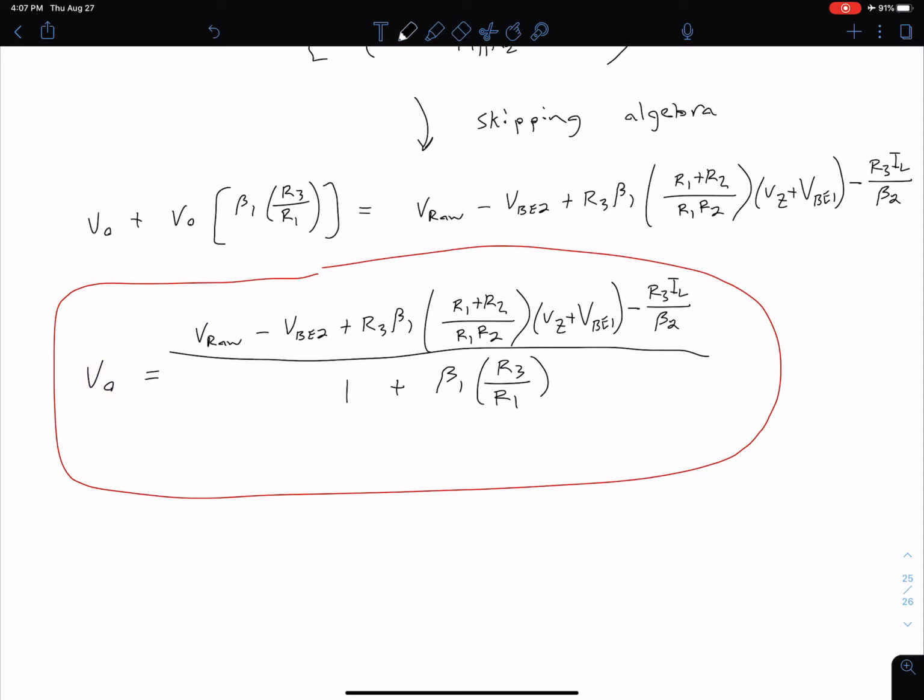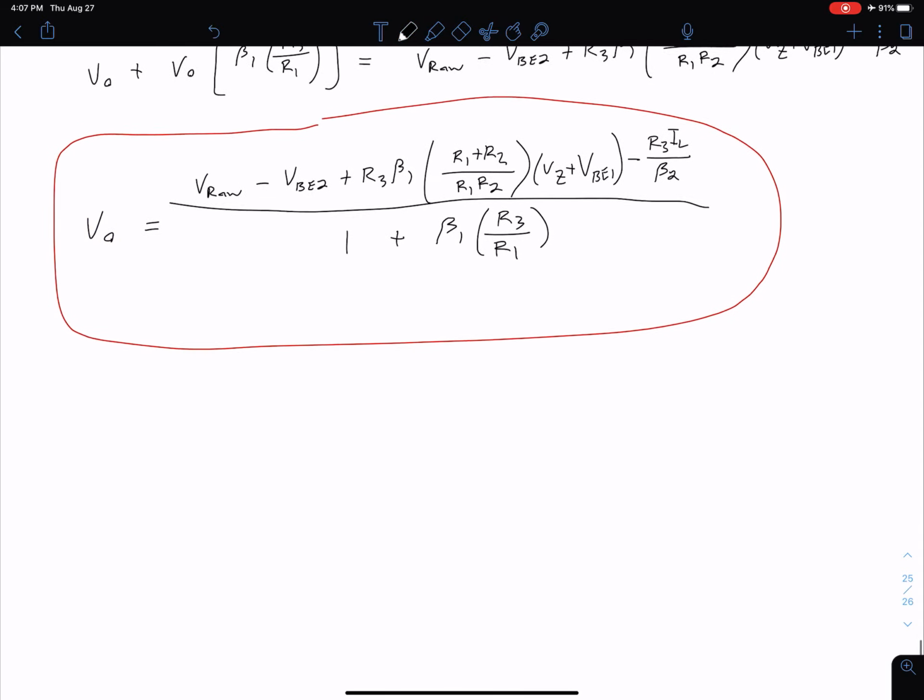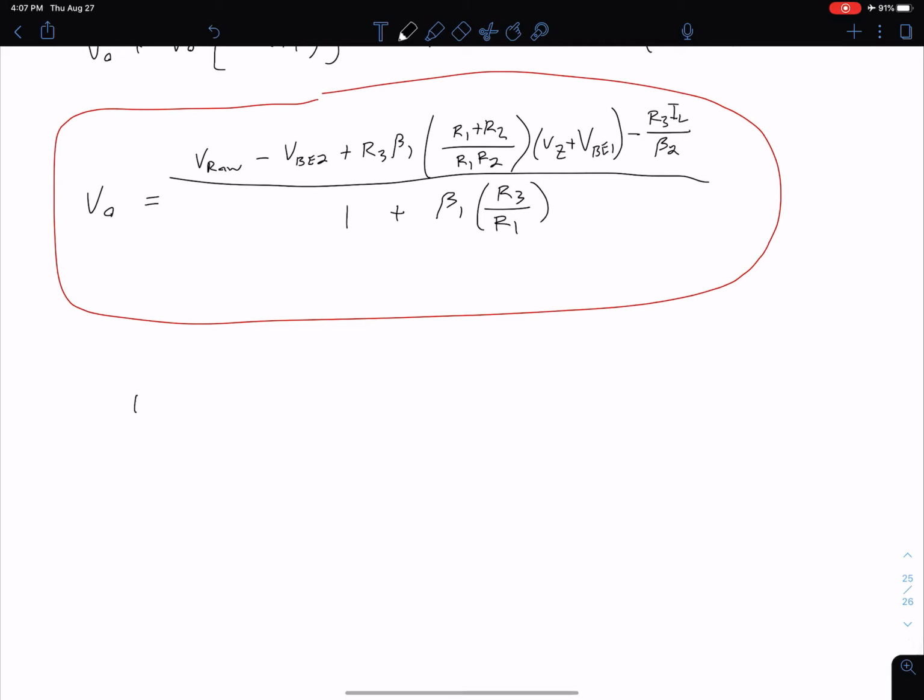And so that's the next thing we want to talk about: using this equation, how can we get expressions for both our line regulation and our load regulation? So this is a good place for you to pause the video and think about how we could use that equation above in order to get our line and load regulation.